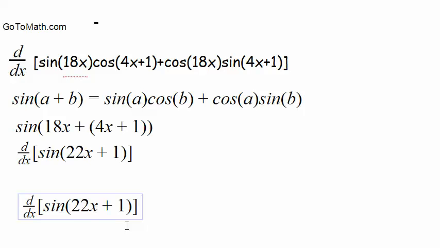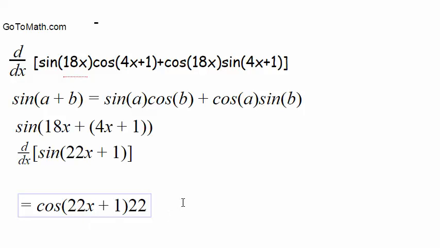Let's go ahead and erase all that. So we'll say equals 22. Now what's the derivative of sine? The derivative of sine is cosine. And then we just rewrite everything in parentheses, and then we take the derivative of what's in parentheses and chain it out. So the derivative of 22x is 22. And of course, we'd write this 22 over here on the left-hand side.